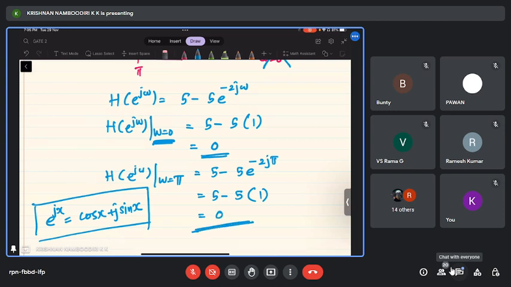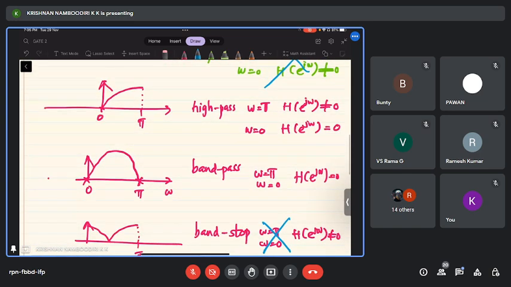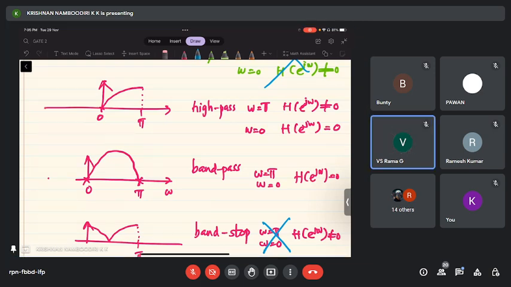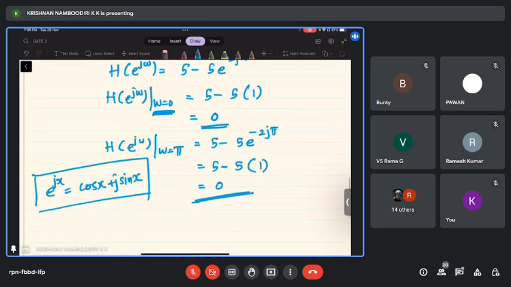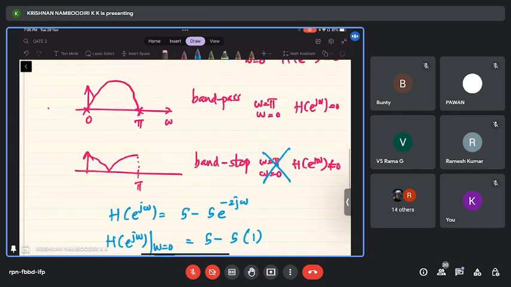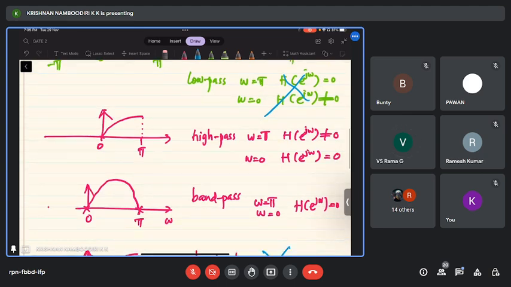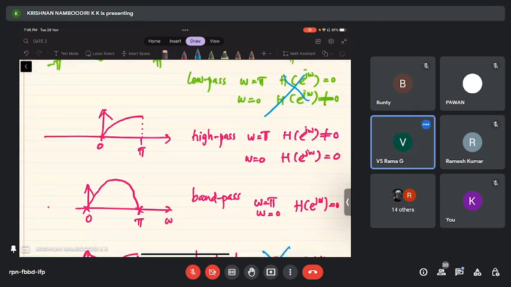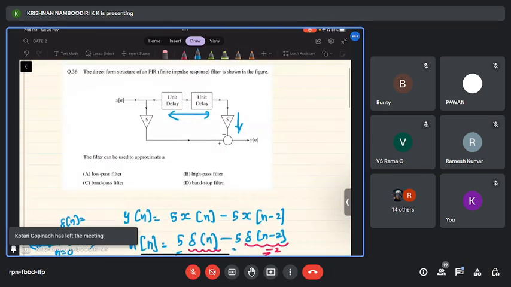So what does this mean? Is the filter a high pass filter or a band pass filter? Can somebody tell? High pass or band pass? We got H of e power j omega equal to 0, both at omega equal to 0 and omega equal to pi. It's a band pass filter. Sorry, it's a band pass filter. So the answer to the question is that the given filter is a band pass filter.